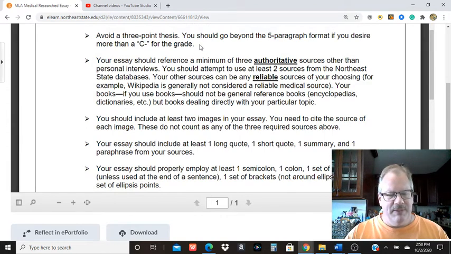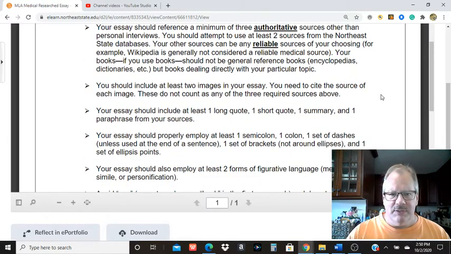You should kind of be getting away from the 5-paragraph format at this point, getting away from that 3-point thesis. Nothing wrong with a 5-part essay, but you should be going beyond this for college level writing. For the essay, you're going to have at least 3 authoritative sources other than personal interviews. You should use at least 2 sources from the Northeast State database if at all possible.